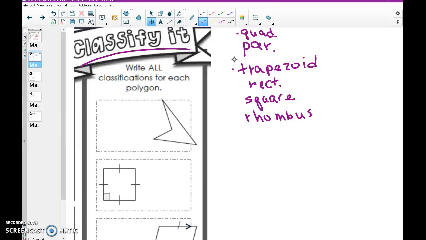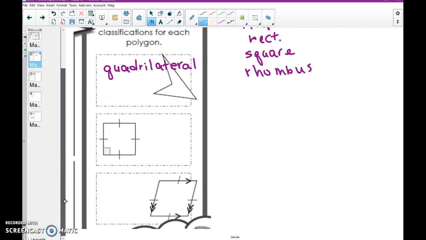Well, what is a trapezoid? That's the one that kind of looks like this guy usually. You do have to have one set of parallel lines. Since this has none, it is a quadrilateral, which means basically it's a four-sided figure, and that's all we can say about it. There's nothing else special about it.